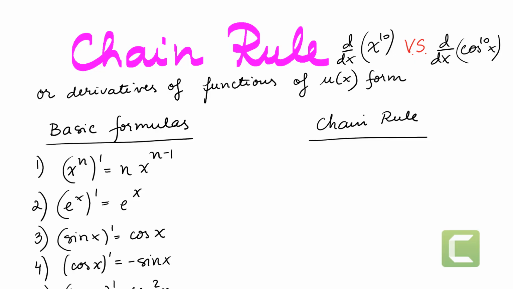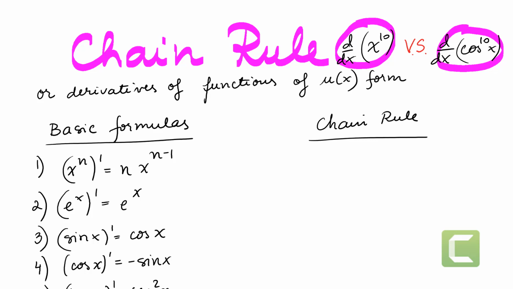Let's talk about chain rule. If we have to calculate the derivative with respect to x of x to the 10 versus the derivative with respect to x of cosine to the 10 of x. So basically, if we look at the shape of these two functions, they look pretty similar. It's x to the 10, which is just the simple x, versus a function of x raised to the 10.